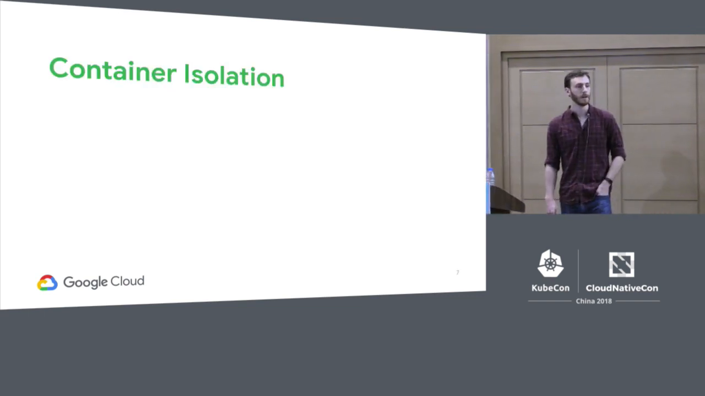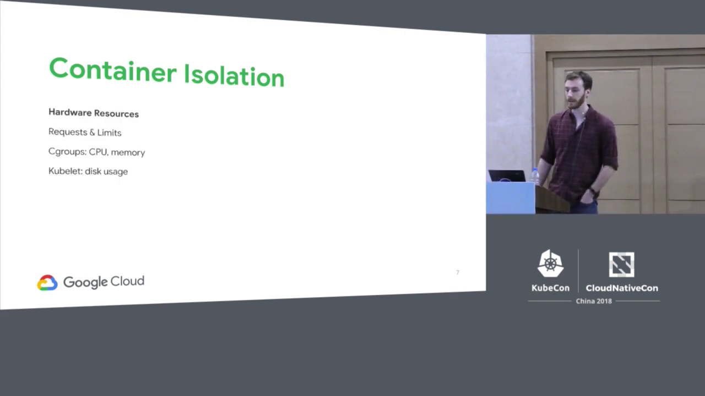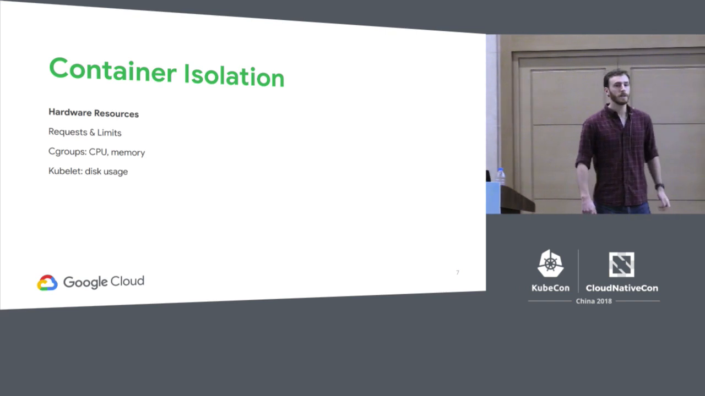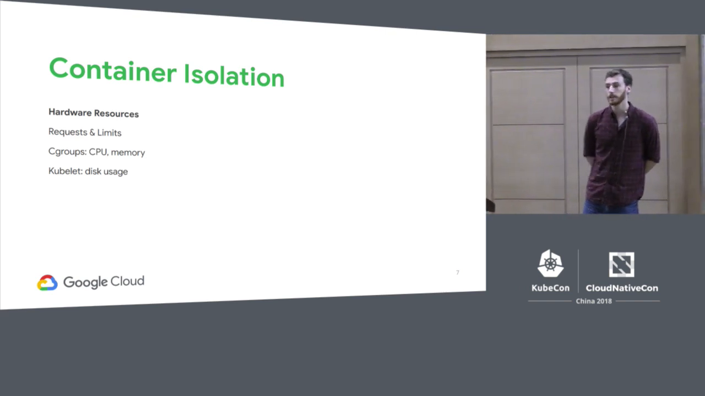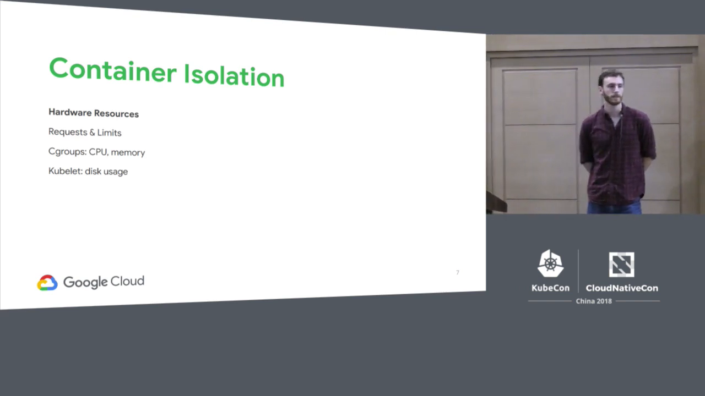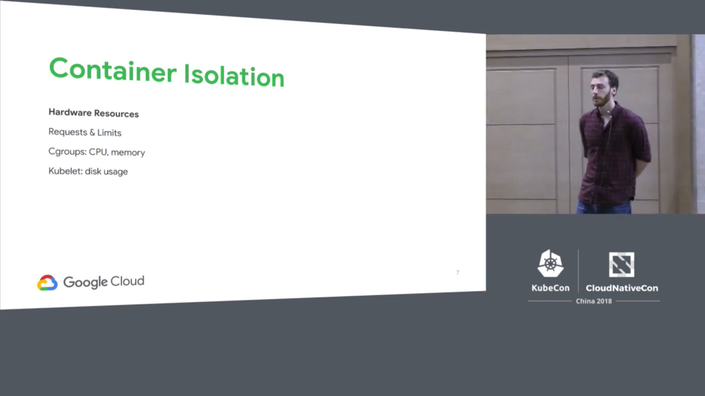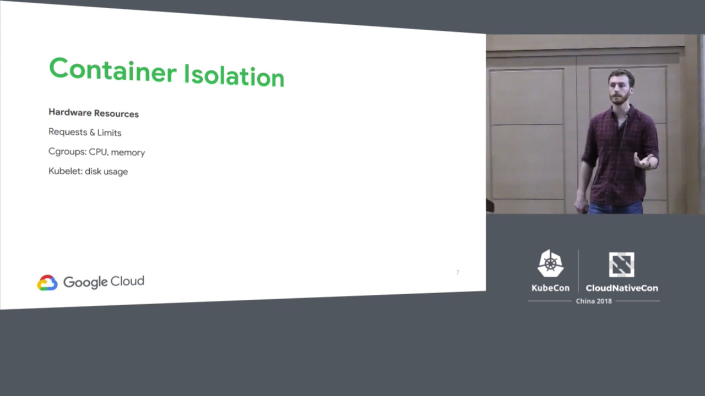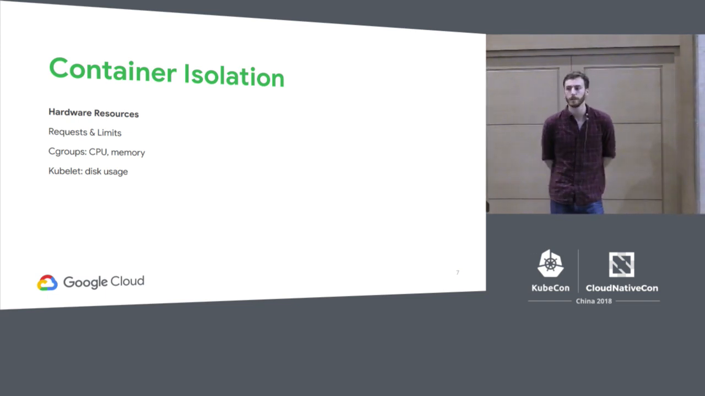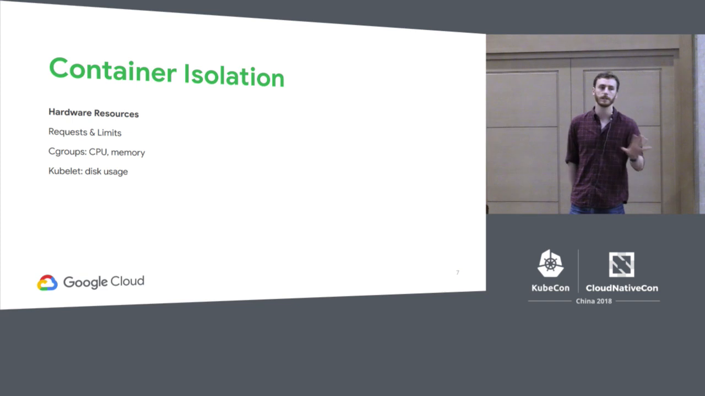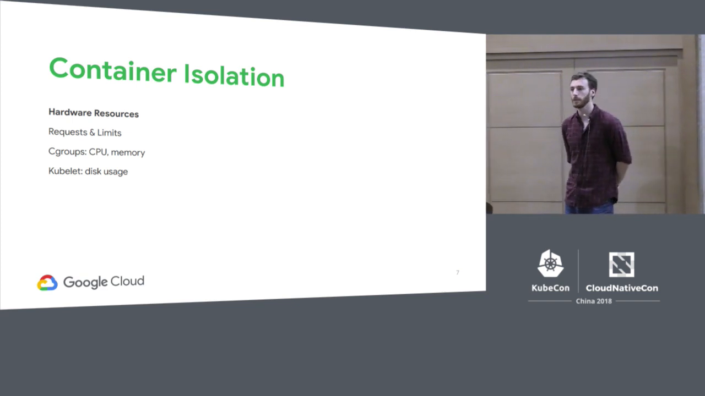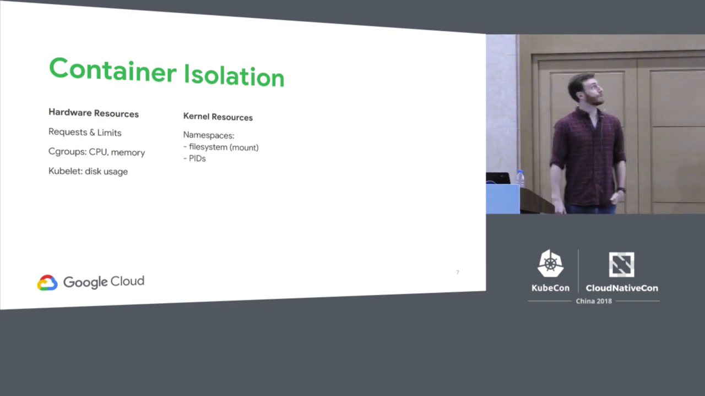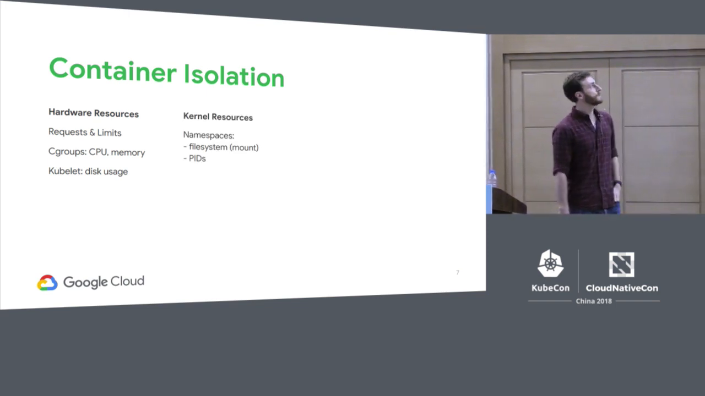So what are some of those features that enable container isolation? In Kubernetes, we isolate CPU and memory resources, and disk as well, by setting requests and limits on containers. CPU and memory is enforced by the kernel through cgroups, setting limits on what the container can use. And disk is sort of a softer enforcement that's done by the kubelet. Kernel resources are isolated through things like namespaces.